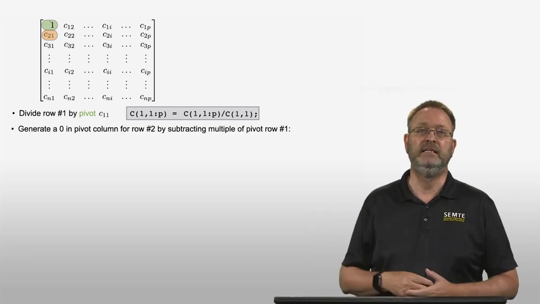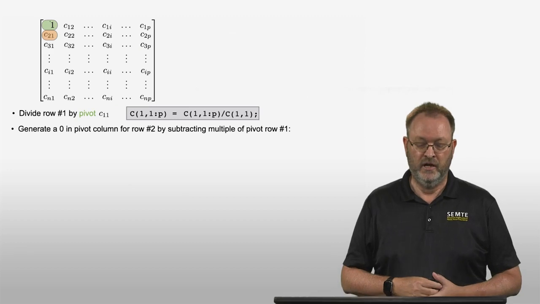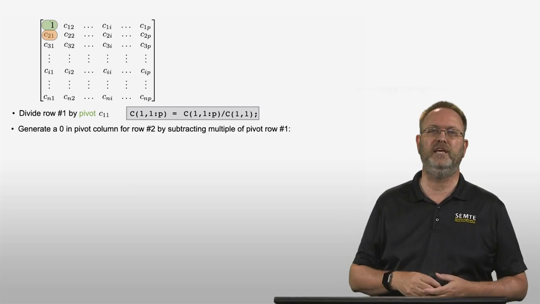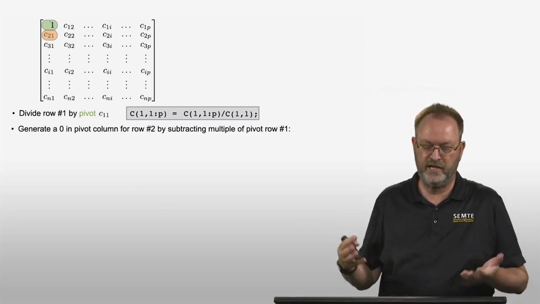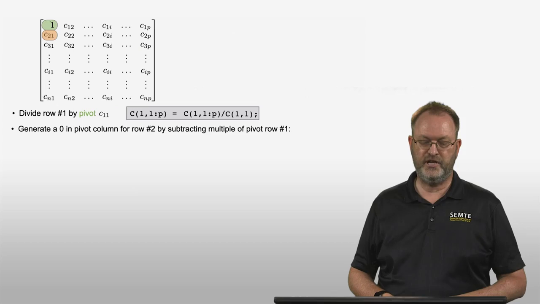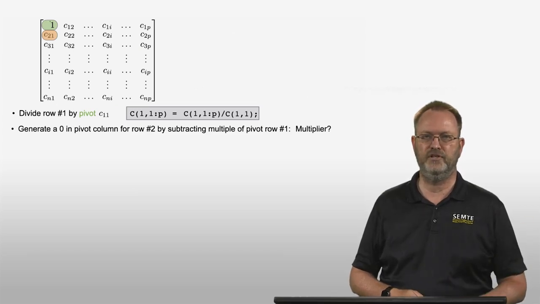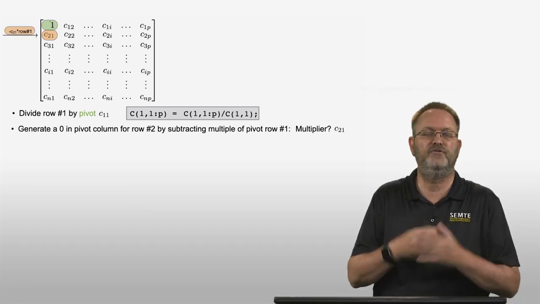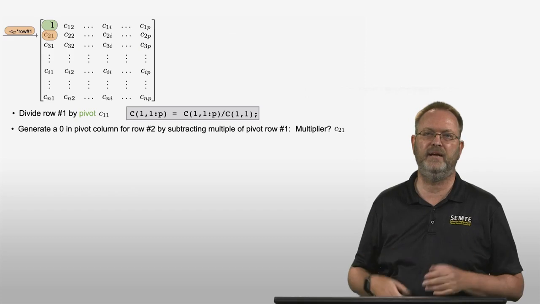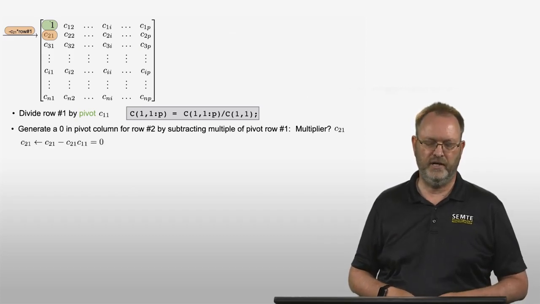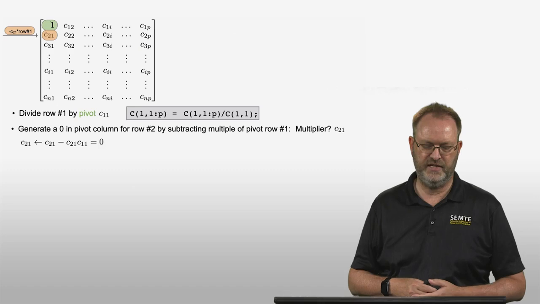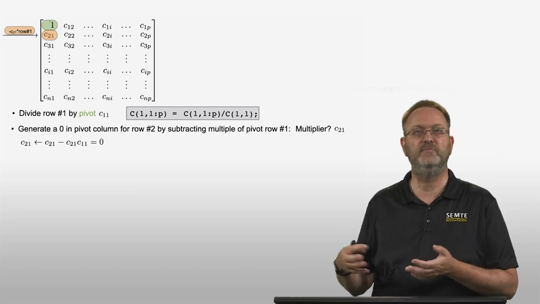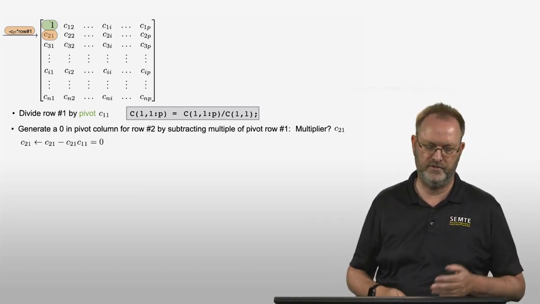And then the next task in the Gauss-Jordan algorithm was to generate a 0 in the pivot column for each of the rows that were not the pivot row. So we have to start with row number 2. We want to generate a 0 in the C21 position, and the multiplier that we saw when we did the algorithm by hand is just the entry that we want to make 0. So the multiplier is C21. So we are going to store in the location of C21 the original value minus the multiplier C21 times the entry of the pivot row C11.